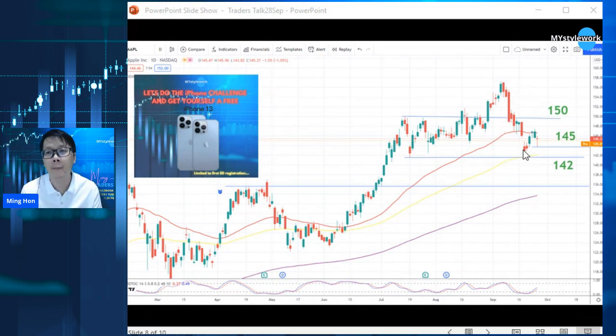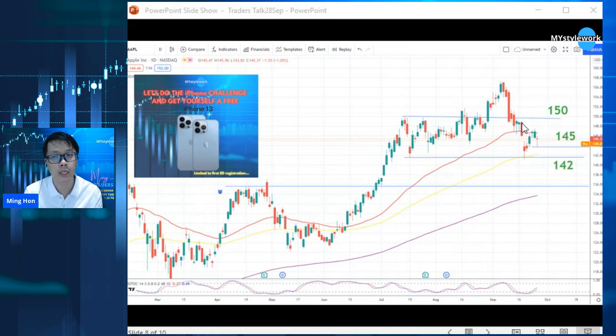If you look at Apple, I see that there is a support at 142, but I think this might be breached quite soon. If it breaches this 142, I think it can go down much more. So watch this number 142. On the high side, I think there is a huge resistance at 150. If you look at Apple here, it has been going sideways since about June or August. Once it breached 150, it shot up, and it could not sustain, and then it came down again to around 150. You see, 150, 145 was the range it was trading before the Epic case came in.